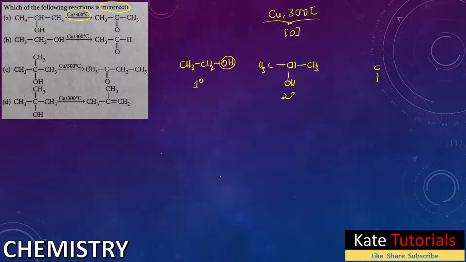In the same way, if the OH is attached to a carbon which is attached to three carbons, CH3, CH3 and CH3, that is three branches, so this is a tertiary alcohol. If I treat the primary, secondary and tertiary alcohols with copper at 300 degrees Celsius, it oxidizes them, but we should remember what it gives, so we shall see that now.